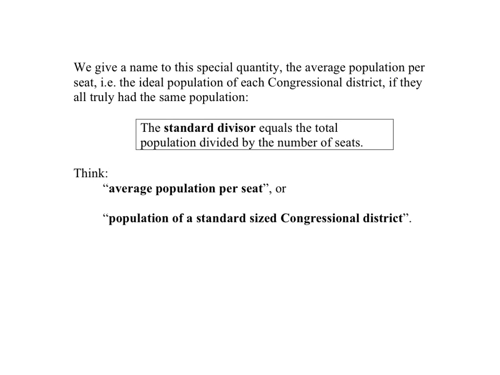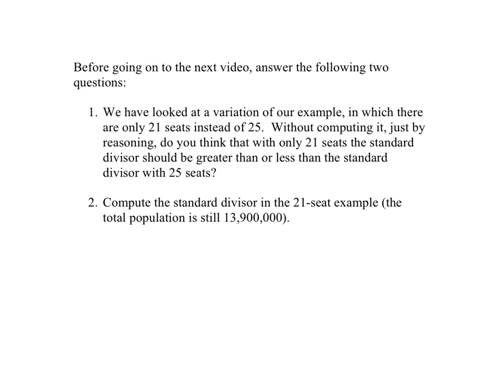We call this the standard divisor. So the standard divisor equals the total population divided by the number of seats. That's what we just computed. And we think average population per seat, or the population of a standard-sized congressional district. To practice this idea of standard divisor, let's compute another one.